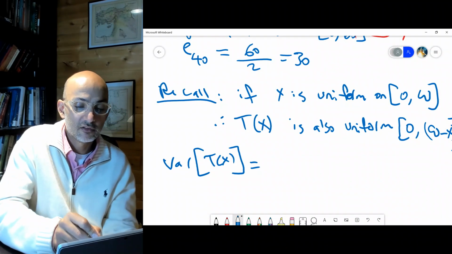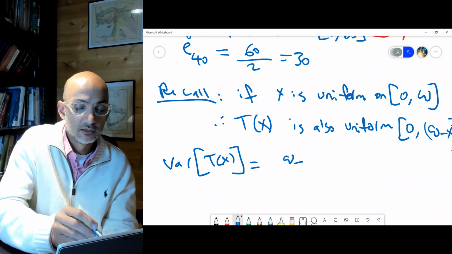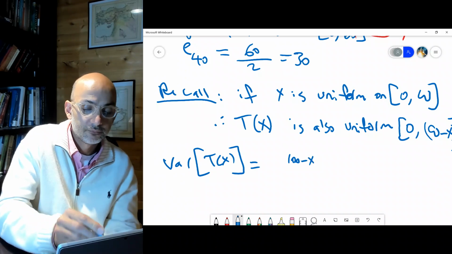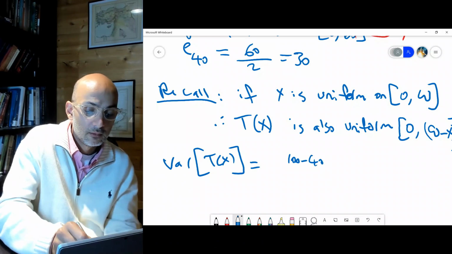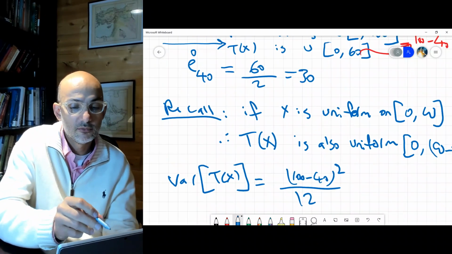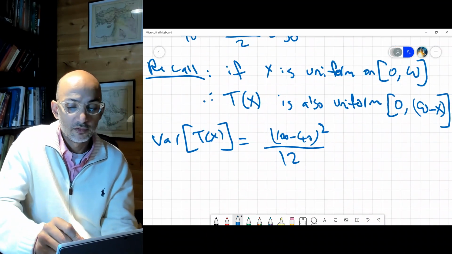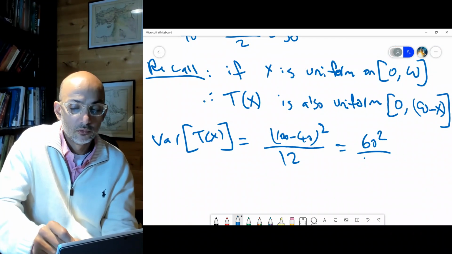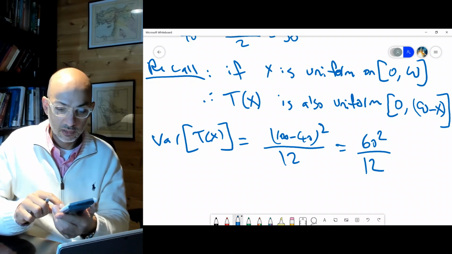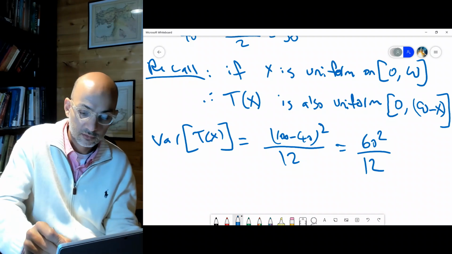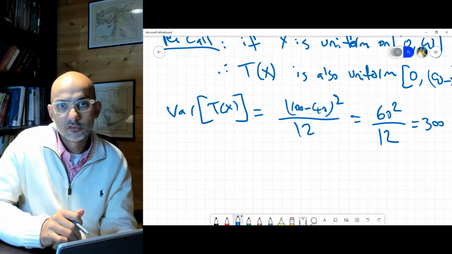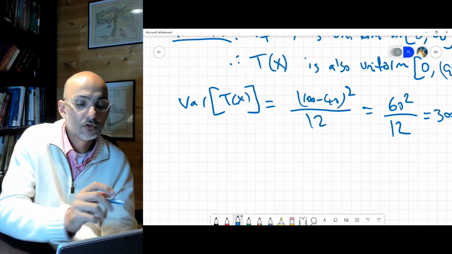Then we know the variance of the remaining lifetime is, instead of omega, again the same thing, 100 minus X, which is 40... raised to 2, divided by 12. Where I got this from, it's the same logic, because I'm using this feature here. So this one becomes 60 squared over 12. If you do the math quickly, I use a calculator, 60 squared divided by 12 should give us 300. That's beautiful, right? So this is very simple. For a uniform distribution, the remaining lifetime is uniform, so you do things quickly.